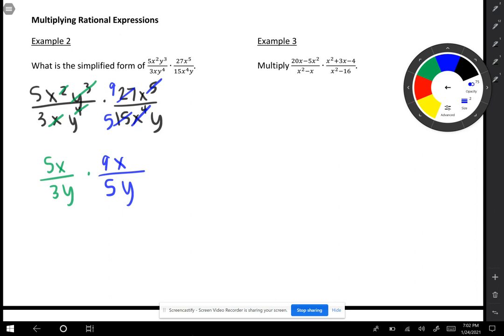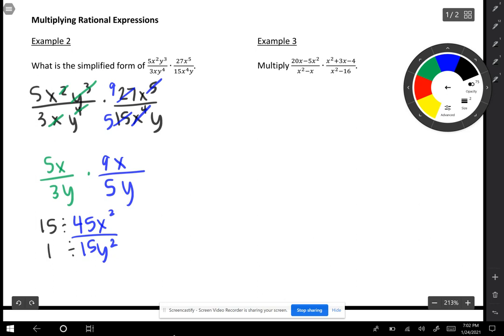Now, I'm going to multiply them together. 5x times 9x is 45x squared. 3y times 5y is 15y squared. Now looking at the entire expression together, I know that top and bottom are both divisible by 15, which leaves me with 3x squared over y squared as my final answer.